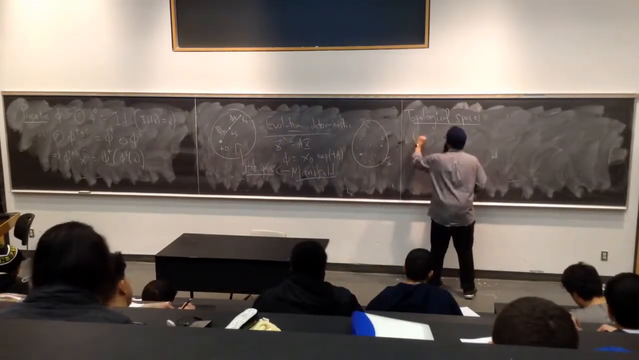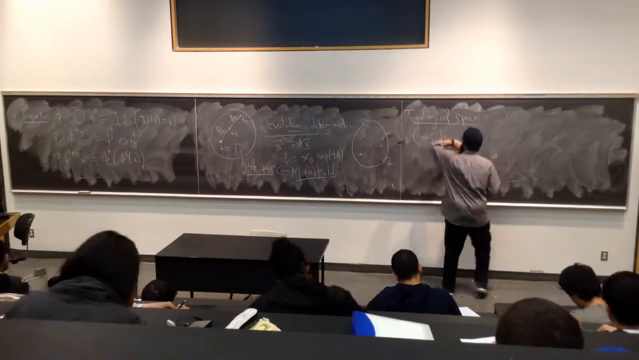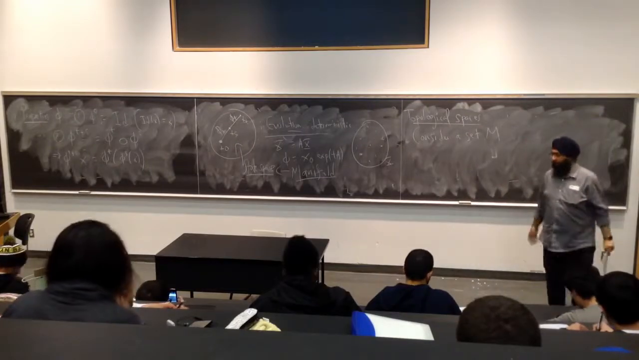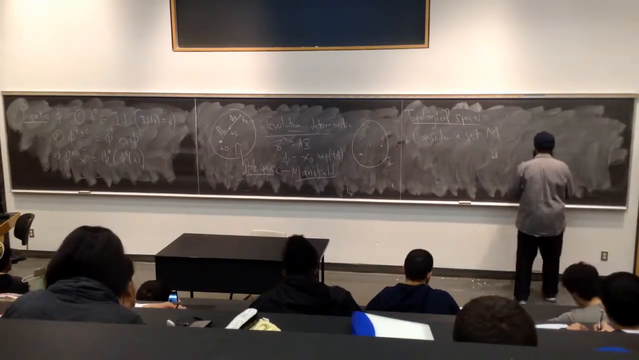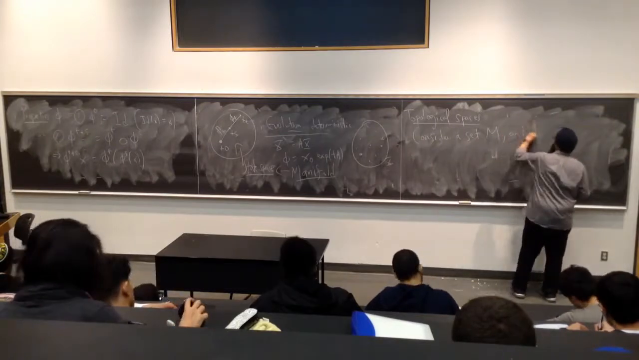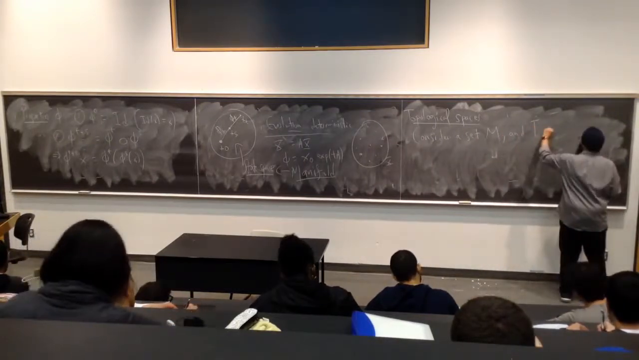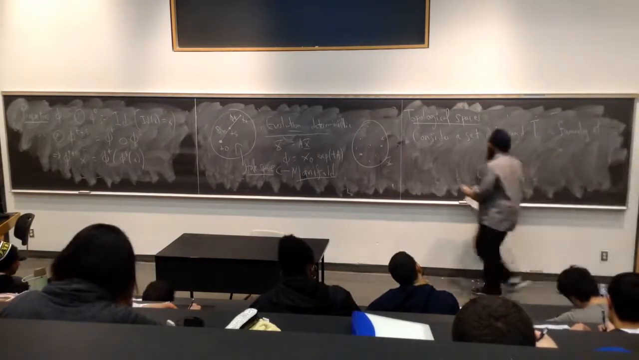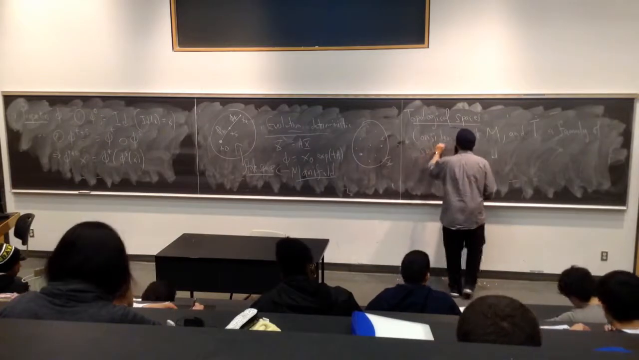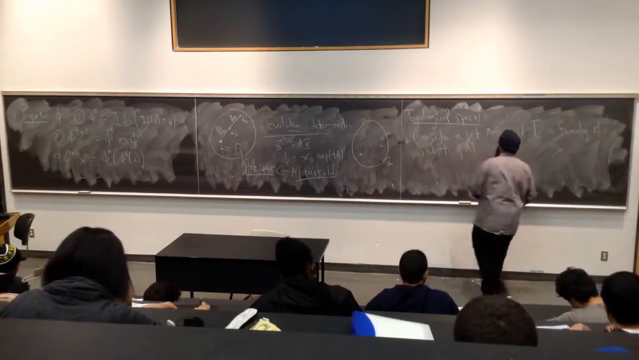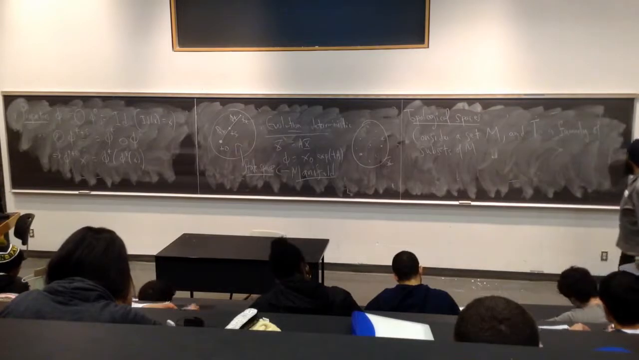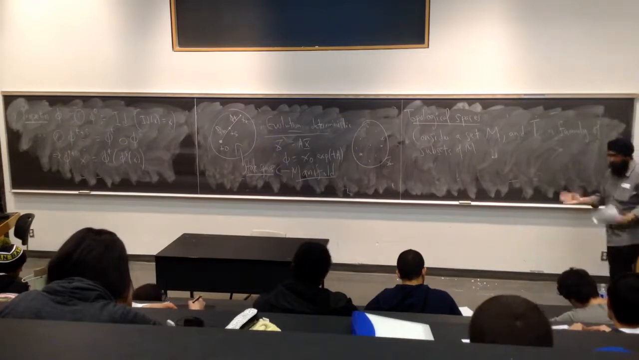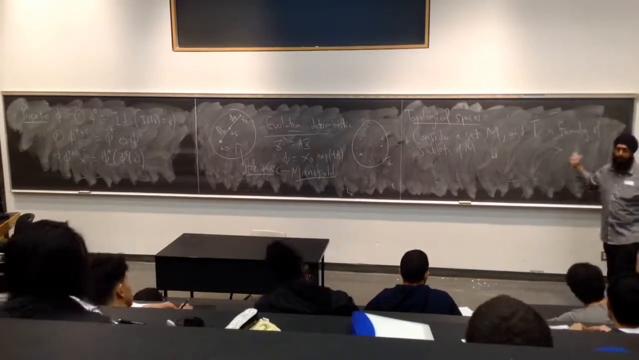So, consider a set M, call it M. And let me denote by T a family of subsets of M. So let me consider a set M, and by T I mean a family of subsets of M. So take every possible subset of M, make it into a collection, and denote that collection by T.